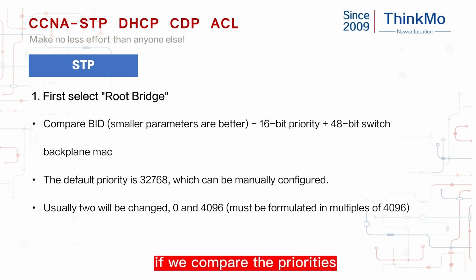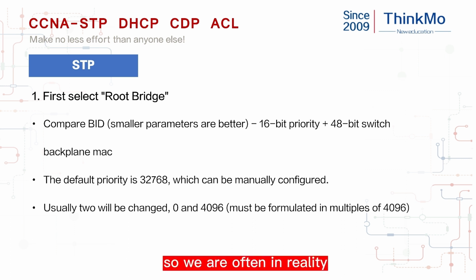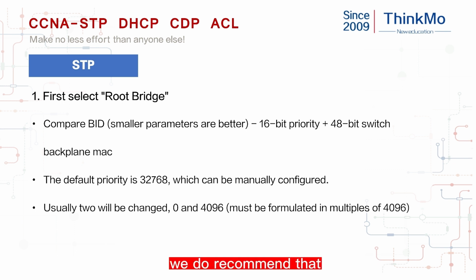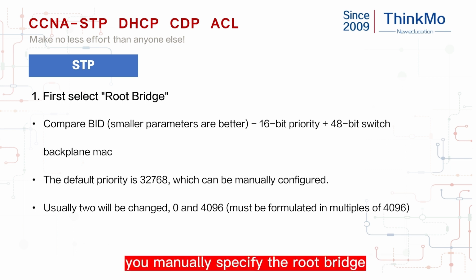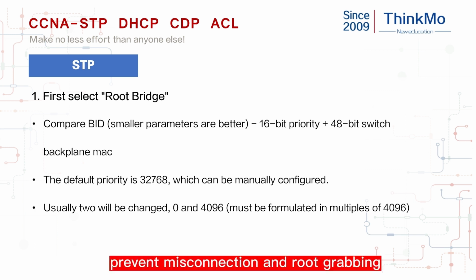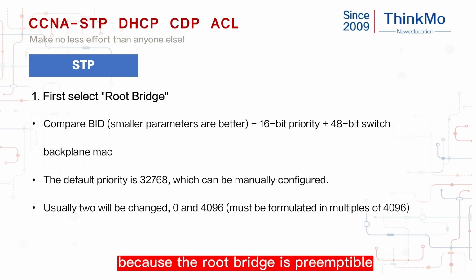If we compare the priorities and get a result, we don't need to care about the MAC of the switch behind. So in reality, the priority will often be modified manually. That is, we can reduce some of the priorities. We do recommend that you manually specify the root bridge in the online network, to prevent misconnection and root grabbing, because the root bridge is preemptible.